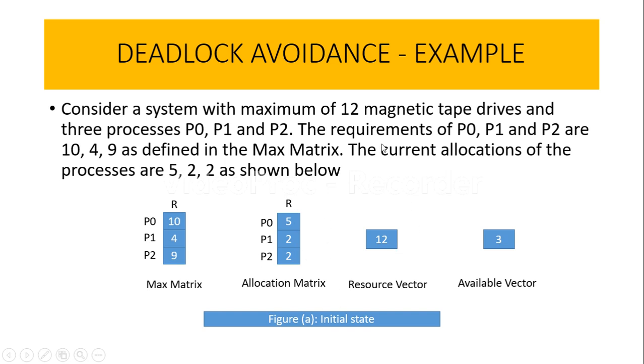As I have told you, there are 12 magnetic tapes in total, so a maximum of 12 instances of the resource is available, and after this allocation we are left with only 3 instances. You can add them up to find the available vector: 5 plus 2 plus 2 is 9, and 12 minus 9 is 3. So after allocating instances to all 3 processes, we are remaining with only 3 instances of the resource.